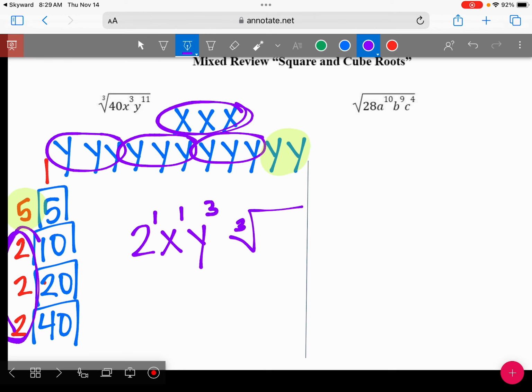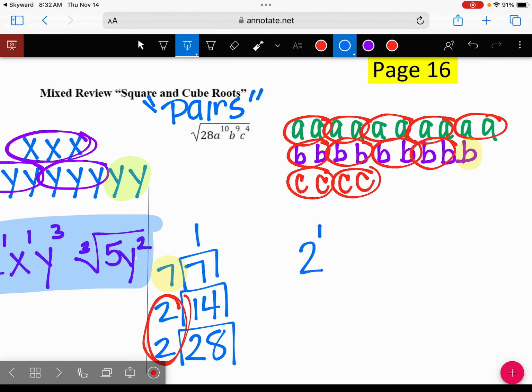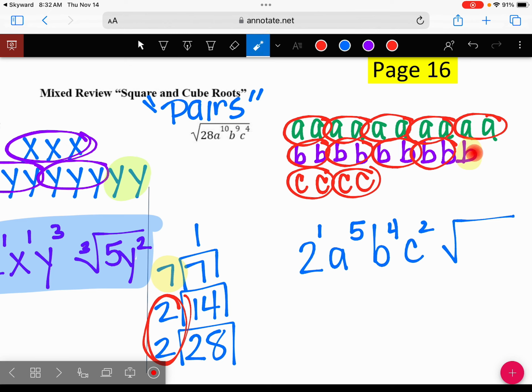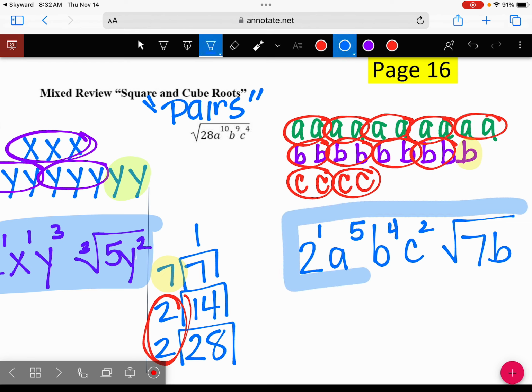Okay, so we have one set of twin 2s. How many sets of twin A's did we have? 5. What about B's? 4. And what about C's? 2. Okay, y'all catching on good. And then I make my house. I don't have to put a number in the elbow because we're looking for twins now, not triplets. And the only thing that's left in the house is this 7 and 1B. And that would be your final answer.